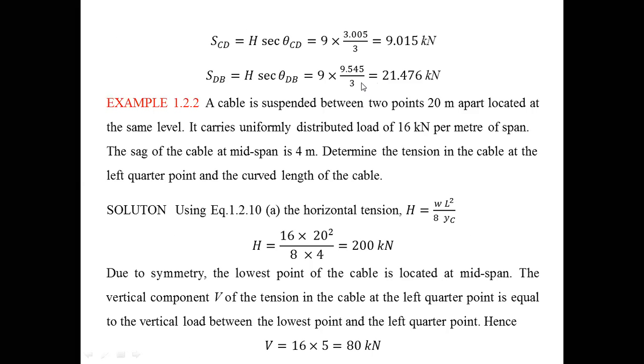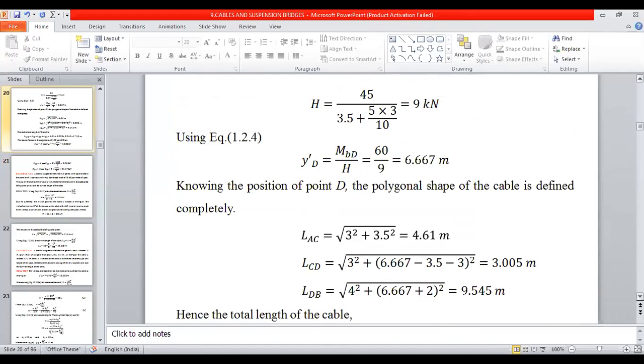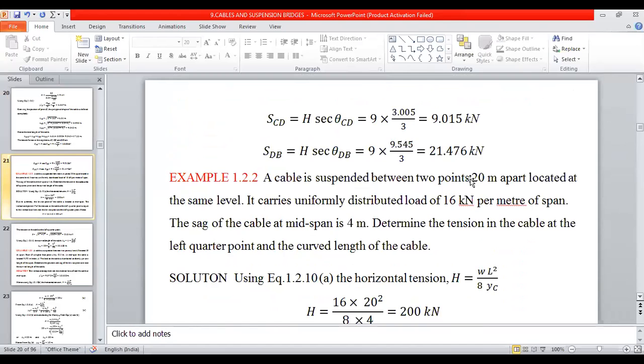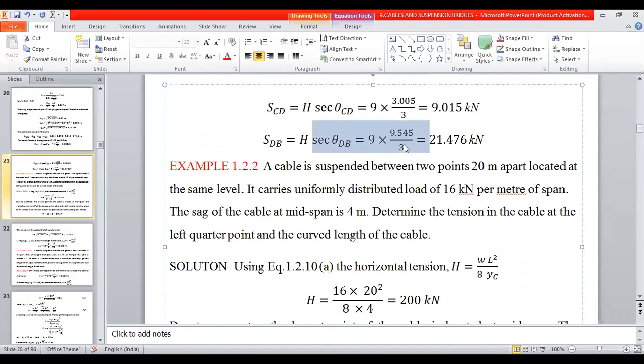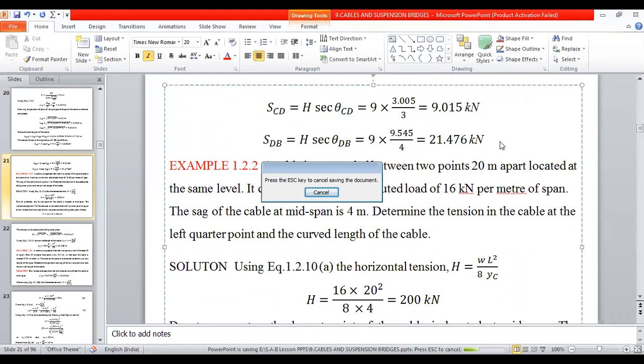I will leave that one. This is 9.545 divided by 4. Horizontal distance is 4 meters. Then is it correct? 9 into 9.5 by 4 is 21.476. Yes, sir. Yeah, right. So this is the way of tension in the cable analysis, tension in the cables, and length of the cable.